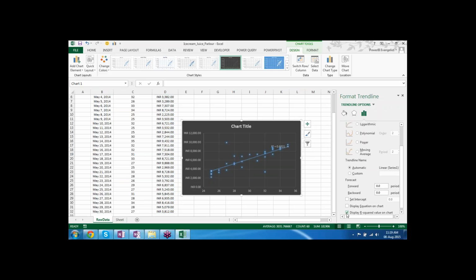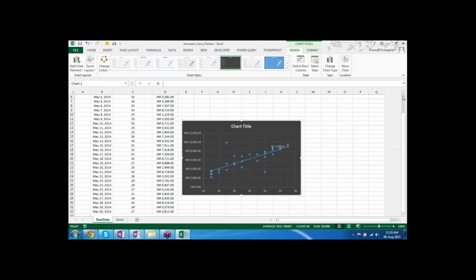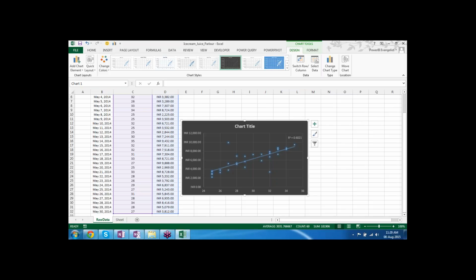The moment I click here, I'm shocked to see something. We never expected that ice cream sales and temperature are 60% correlated. This 0.60 means 60% correlated. So I see some issues in this particular data. I'm sure that ice cream sales in Bangalore are not 60% correlated to the temperature. It's more than that. So what is the problem?